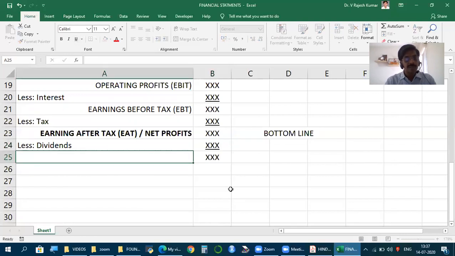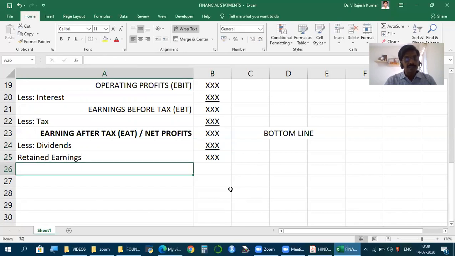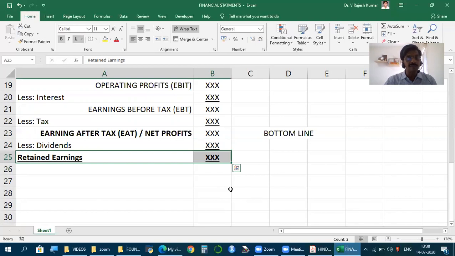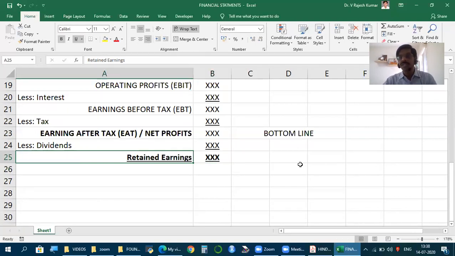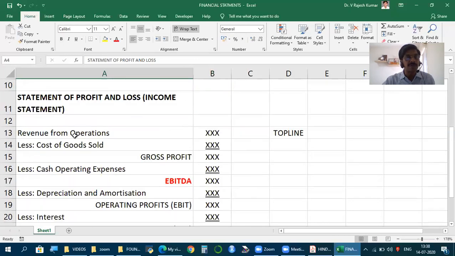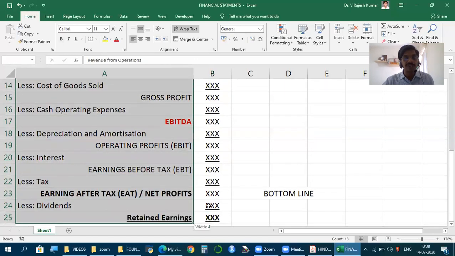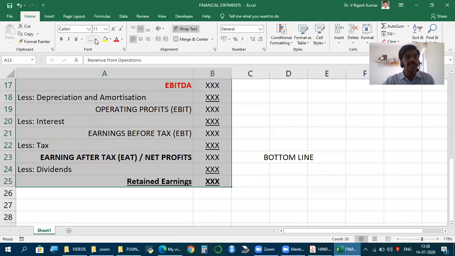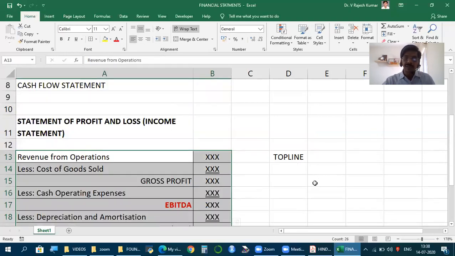So we get retained earnings. This is how we need to have the statement of profit and loss in our discussion on the subject and for analysis of financial statements. The first fundamental tool, right? So this is the first financial statement, the statement of profit and loss. This is the format in which it should be presented, to help in analysis and other applications.